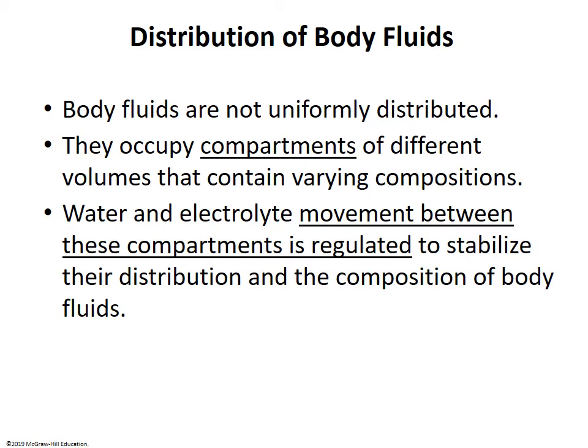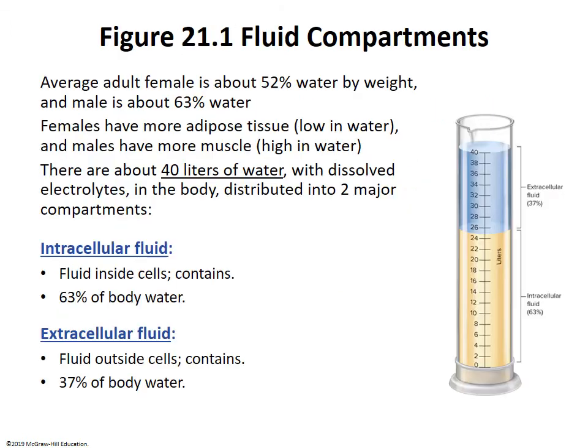So body fluids are not equally distributed, and that's where osmosis comes in. That's why we need to keep the osmosis correct, because it's not evenly distributed, but we need to have a good concentration, because remember, water is going to move from high concentration to low concentration to try and even things out. Or low concentration to high concentration, excuse me, I said that backwards. Water and electrolyte movement between these compartments is regulated to stabilize their distribution and the composition of body fluids.